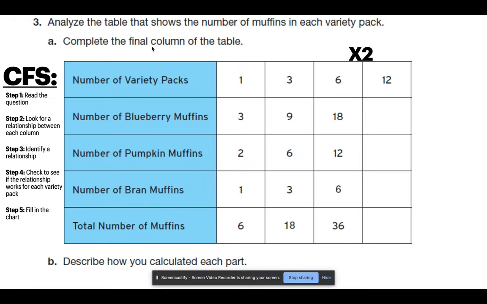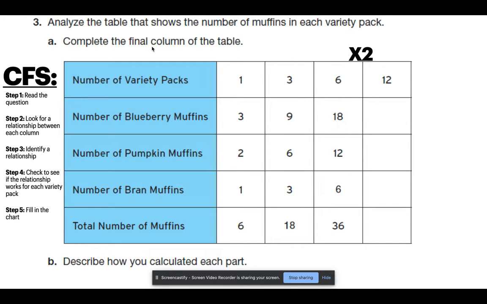Got it. All right. So my next question, number 3. I'm going to start off by reading my question. Then I'm going to look for a relationship between each column. I'm going to identify the relationship, and I'm going to check to make sure that that relationship works for each variety pack. Then I'm going to fill in my chart. All right, got it. Analyze the table that shows the number of muffins in each variety pack. All right, so in each variety pack. Got it. So each variety pack.